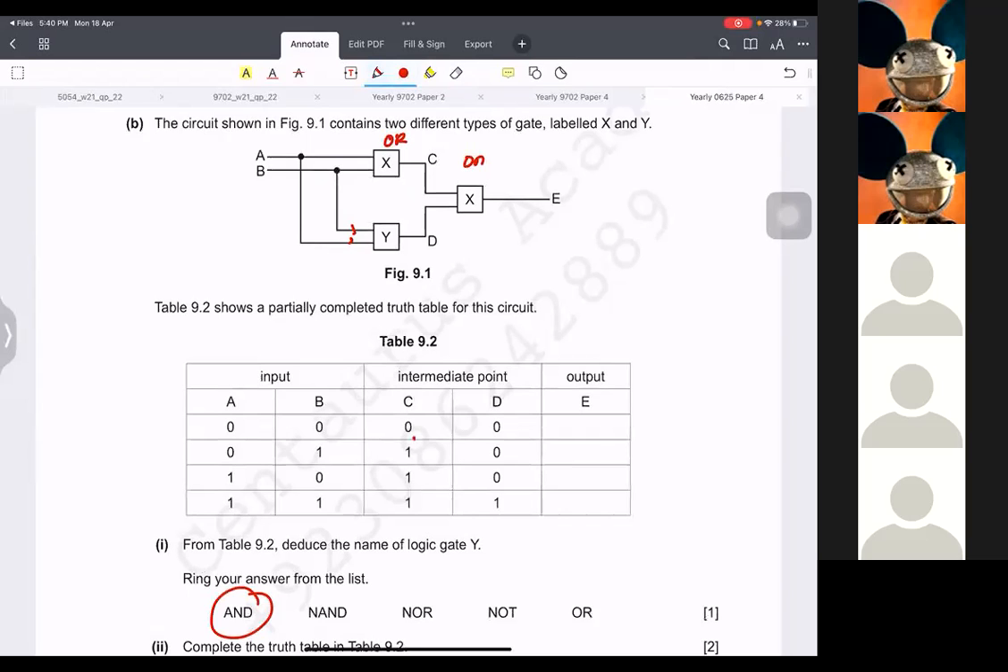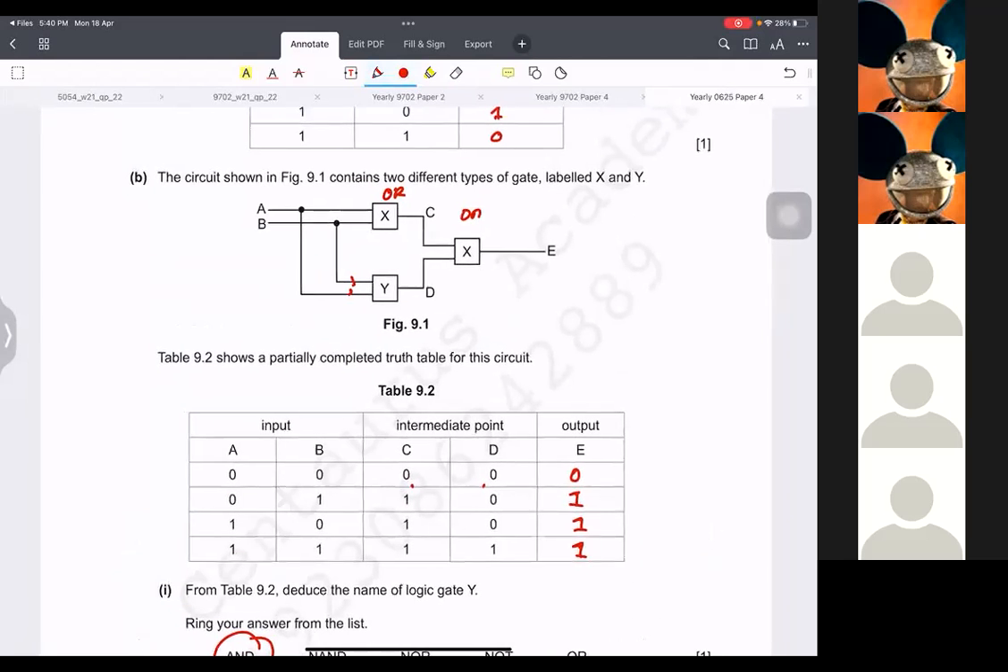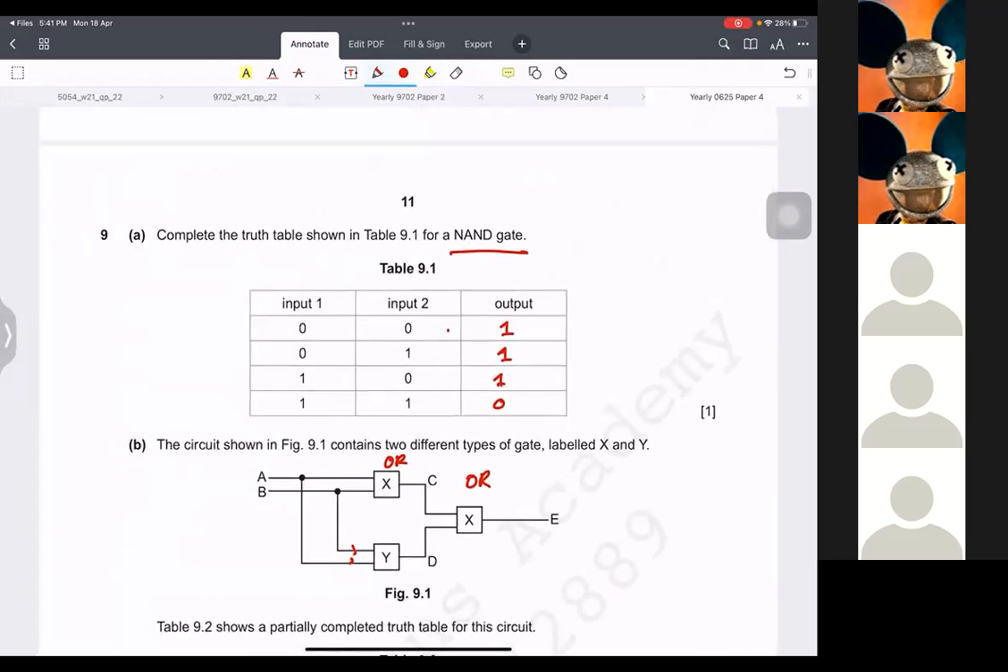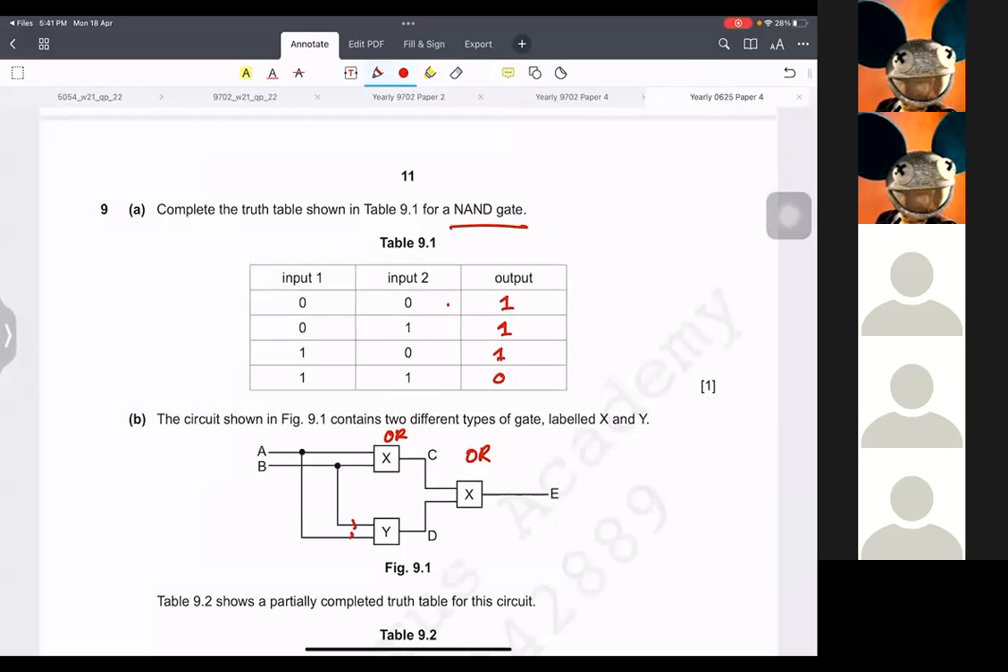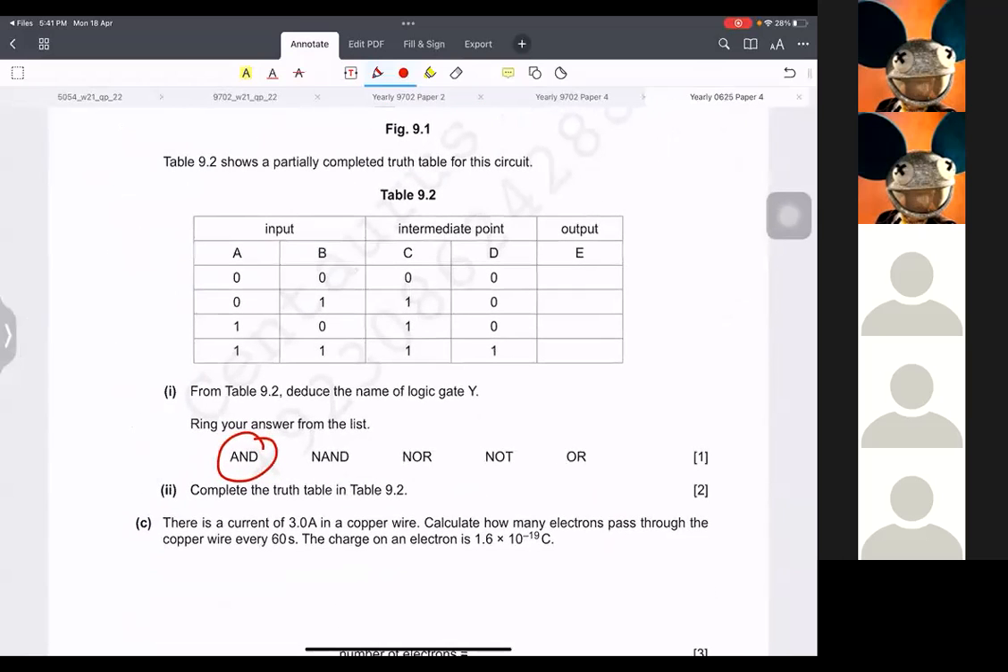So when C is 0, this is 0, this is 0. 1, 0 is 1, 1, 1 is 1. That is 1, right? Sir, I don't understand. How did you get E? How is X OR? Oh, X is the same. You told me it's OR. Yes, sir, it's correct. X is OR. Sir, I didn't see there were two X.